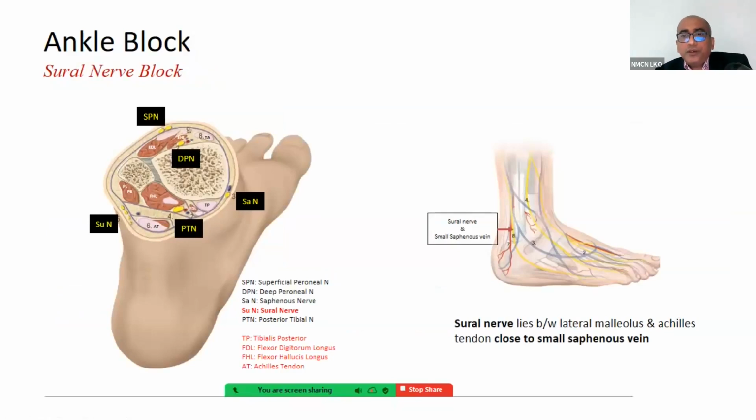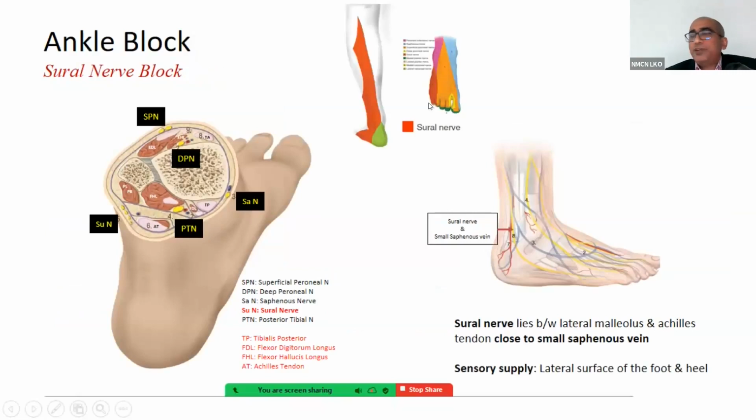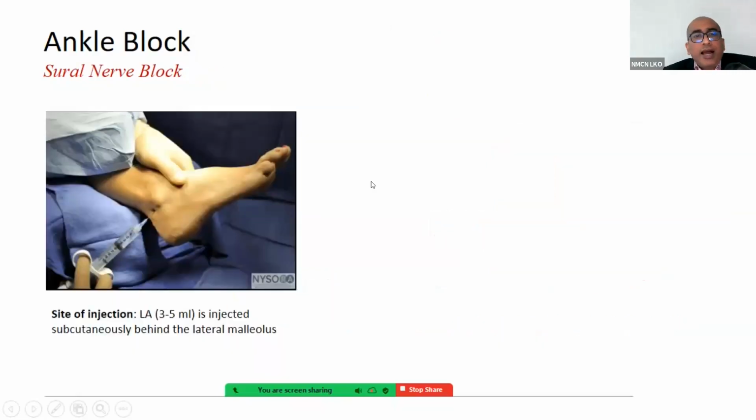Finally, the sural nerve. The sural nerve lies between the lateral malleolus and the Achilles tendon, close to the small saphenous vein. Well, it supplies the lateral aspect of the foot. And the landmark for the site of injection is between the Achilles tendon and the lateral malleolus. And since it lies subcutaneously, not underneath the deep fascia, we inject local anesthetic in the subcutaneous plane. Around 5 ml is sufficient.